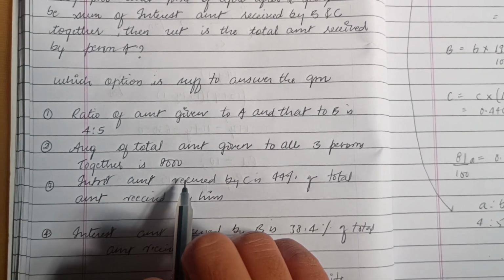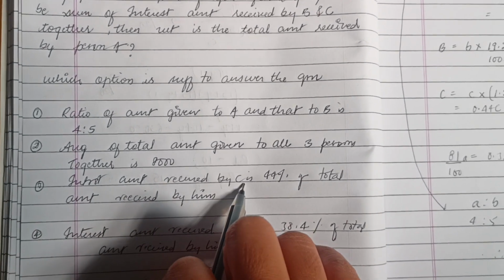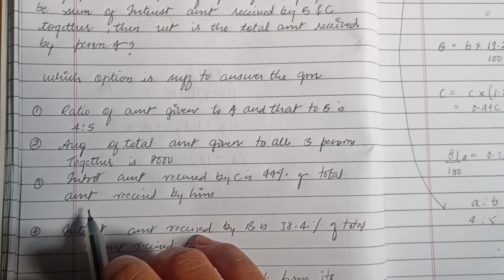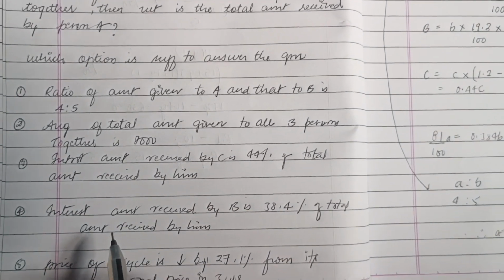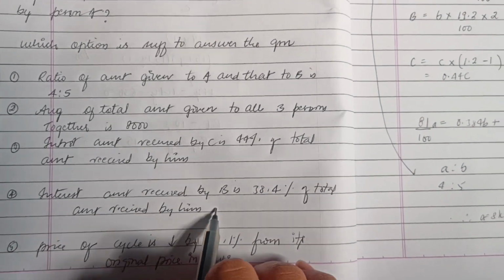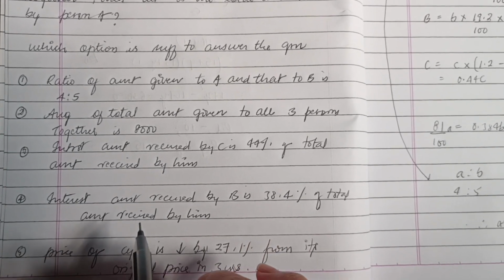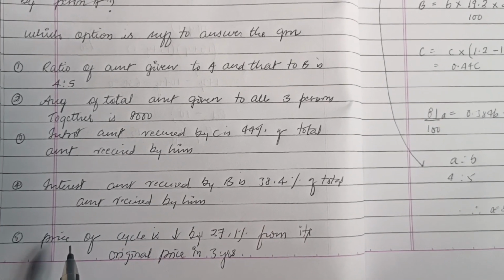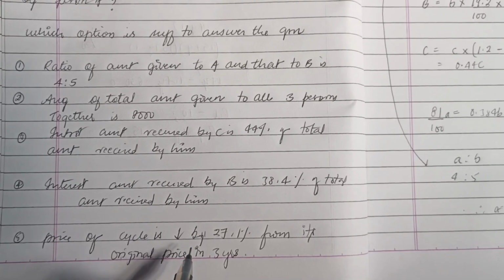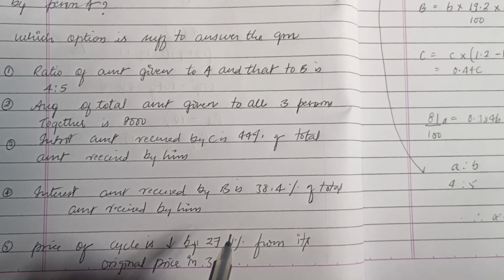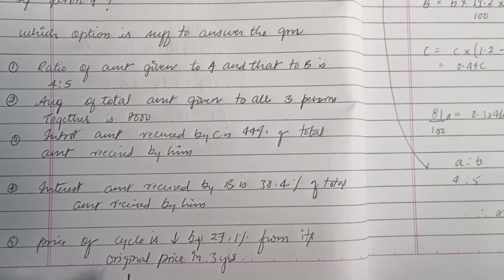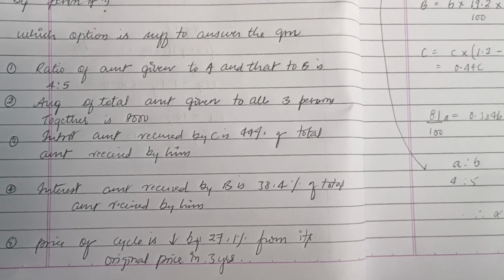Interest amount received by C is 44% of the total amount received by him. Interest amount received by B is 38.4% of the total amount received by him. Price of the cycle is decreased by 27.1% from its original price in 3 years.